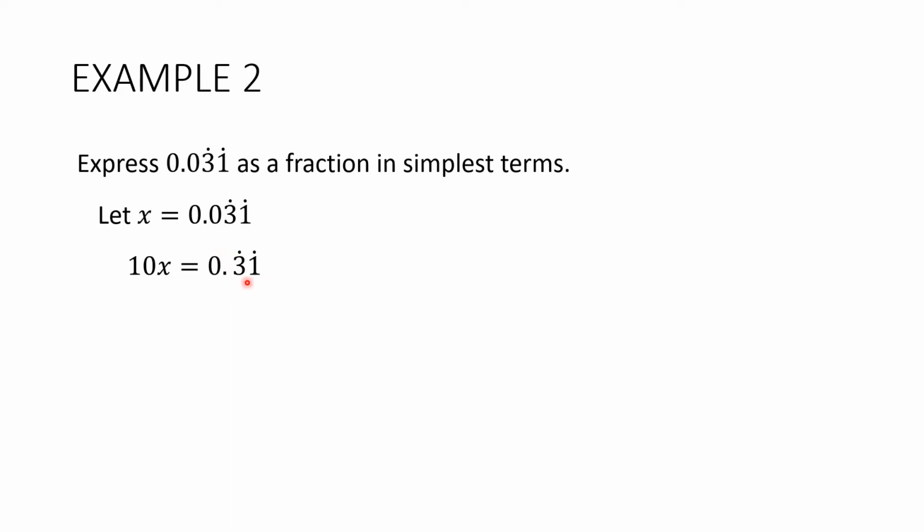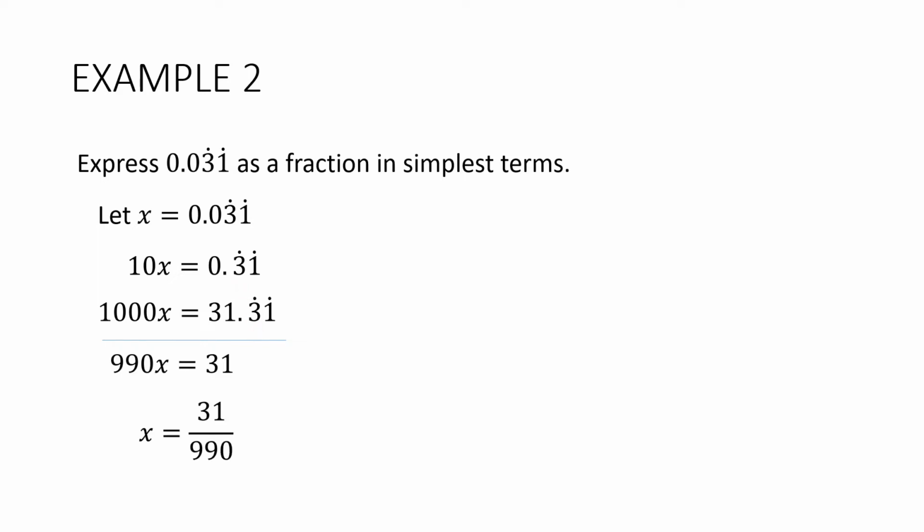Now I have 2 repeating digits, so I want to multiply both sides by 100. So 10 times 100 gives me 1,000. And here I'm moving my decimal place 2 positions, 31.31 repeater. Subtract. 1,000x take away 10x is 990x. 31.31 repeater take away 0.31 repeater is 31. Divide both sides by 990. 31 on 990.